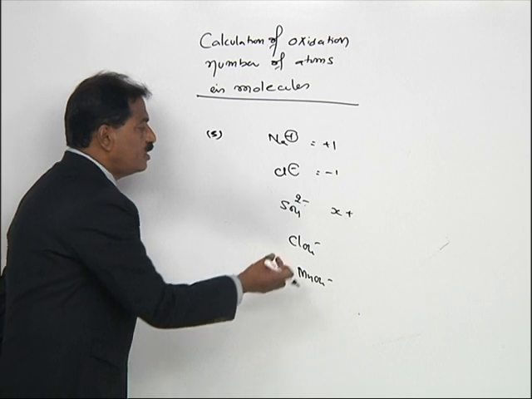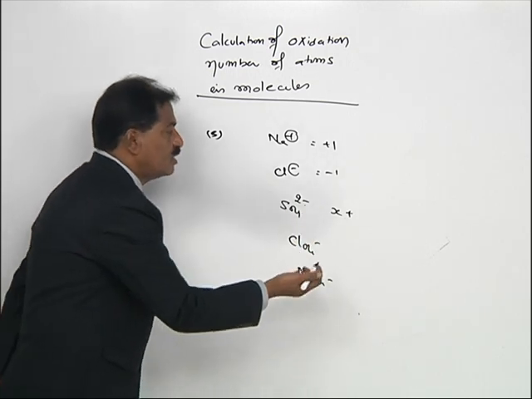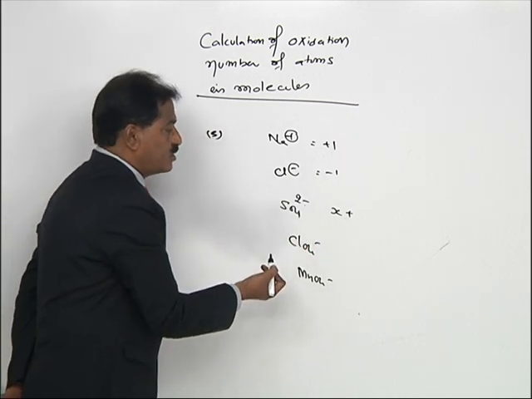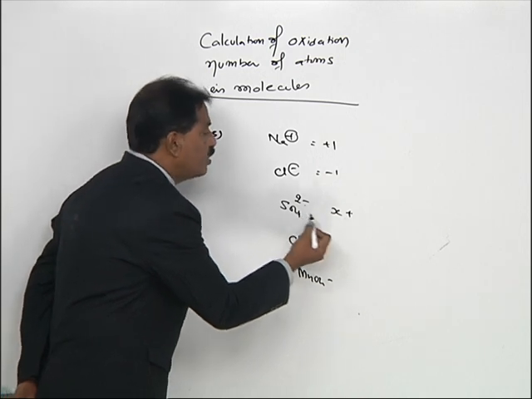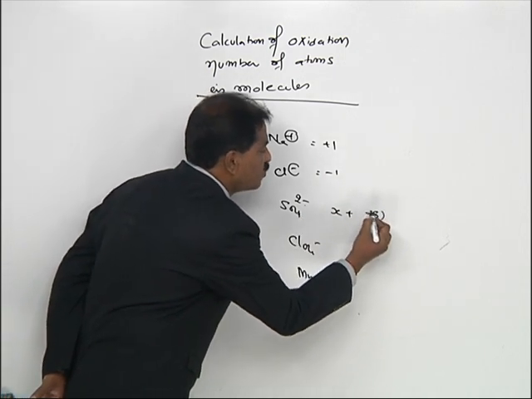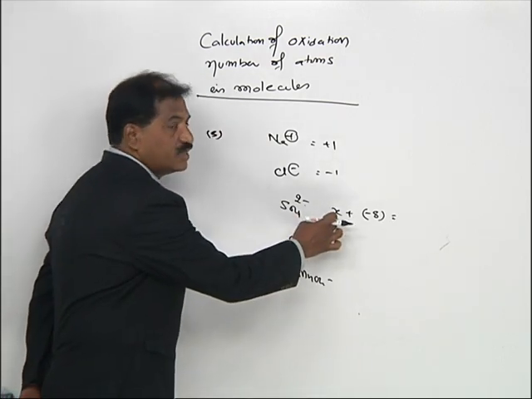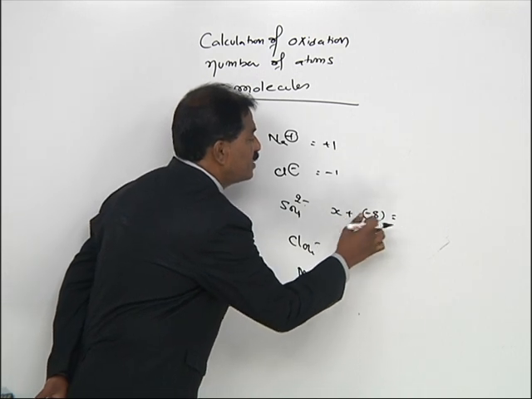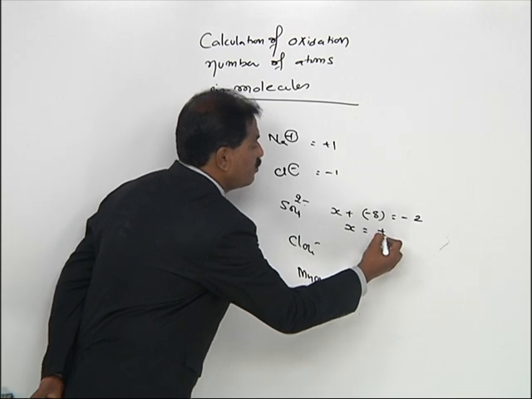But usually we will find the compounds of the oxygen as oxides. Therefore, usually we will give the -2 oxidation state for the oxygen. So, for one oxygen, if the oxidation state is -2, for 4 oxygens, what is the total oxidation state? So, -8. So, for sulfur, oxidation state is X, for 4 oxygens -8. So, X plus -8 is equal to -2. Therefore, X is equal to +6.